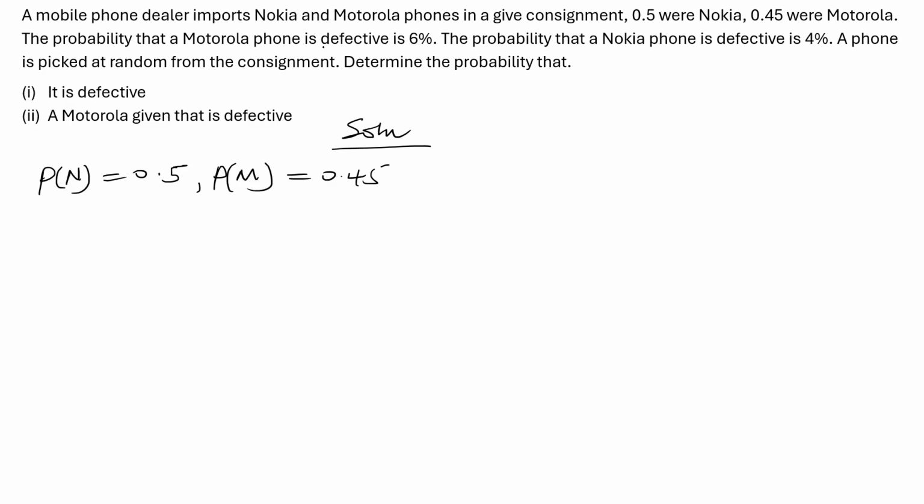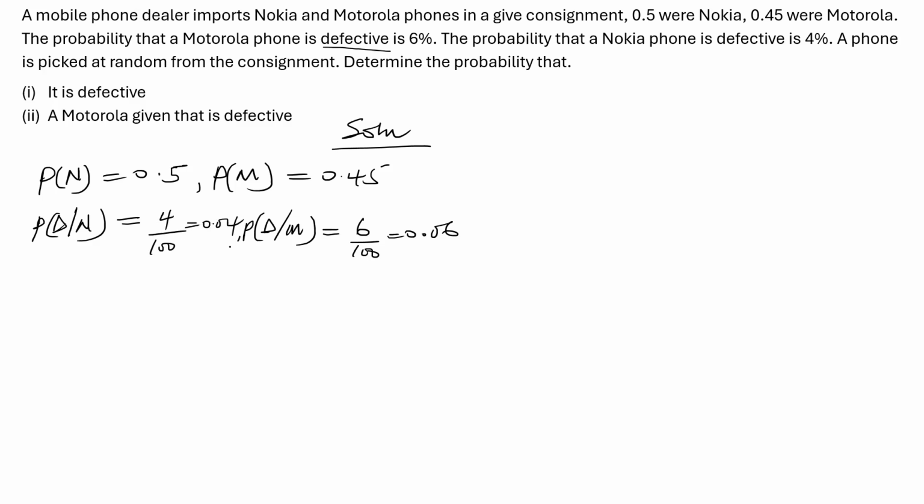So the defective is the event which is part of the sample space containing Nokia and Motorola. So defective is occurring through Nokia and through Motorola. So probability of defective given Nokia, then probability of defective given Motorola. So given Motorola is 6 out of 100, which is 0.06. Then this is 4 out of 100, which is 0.04.